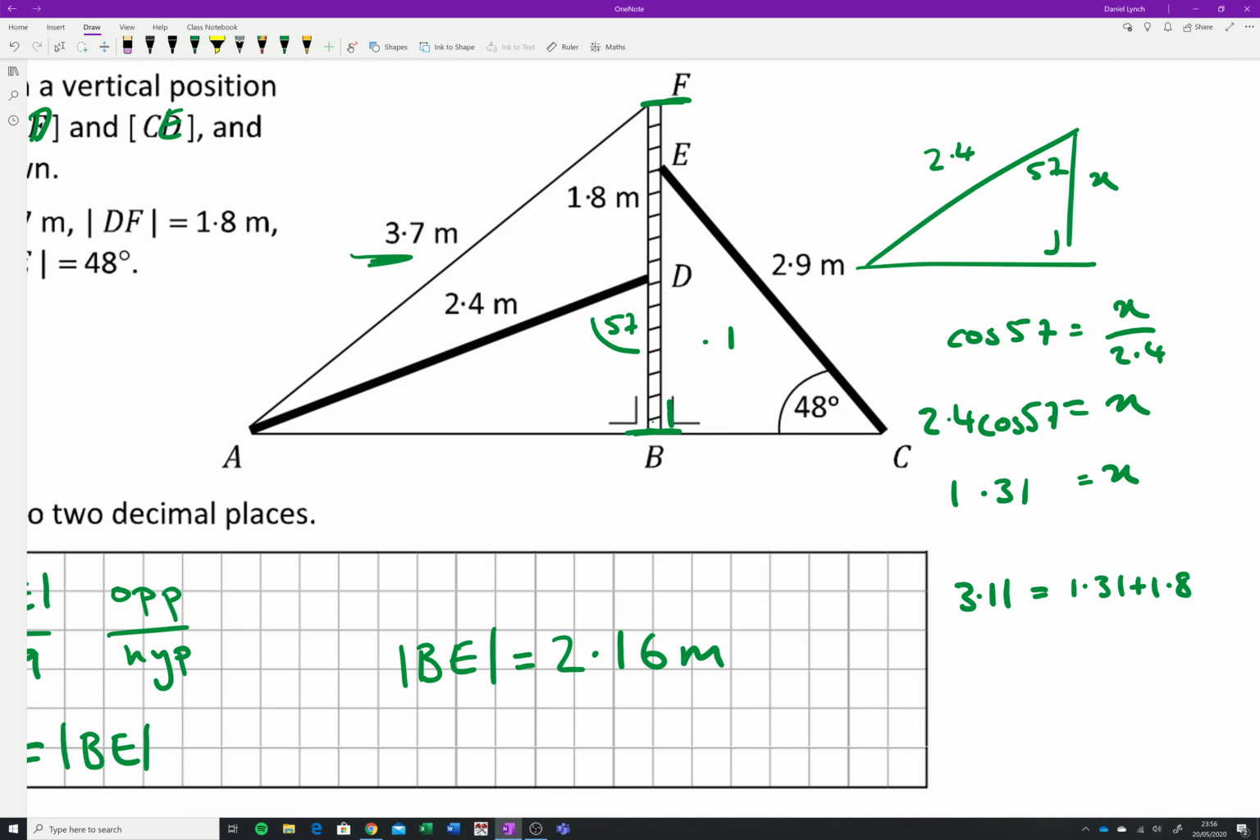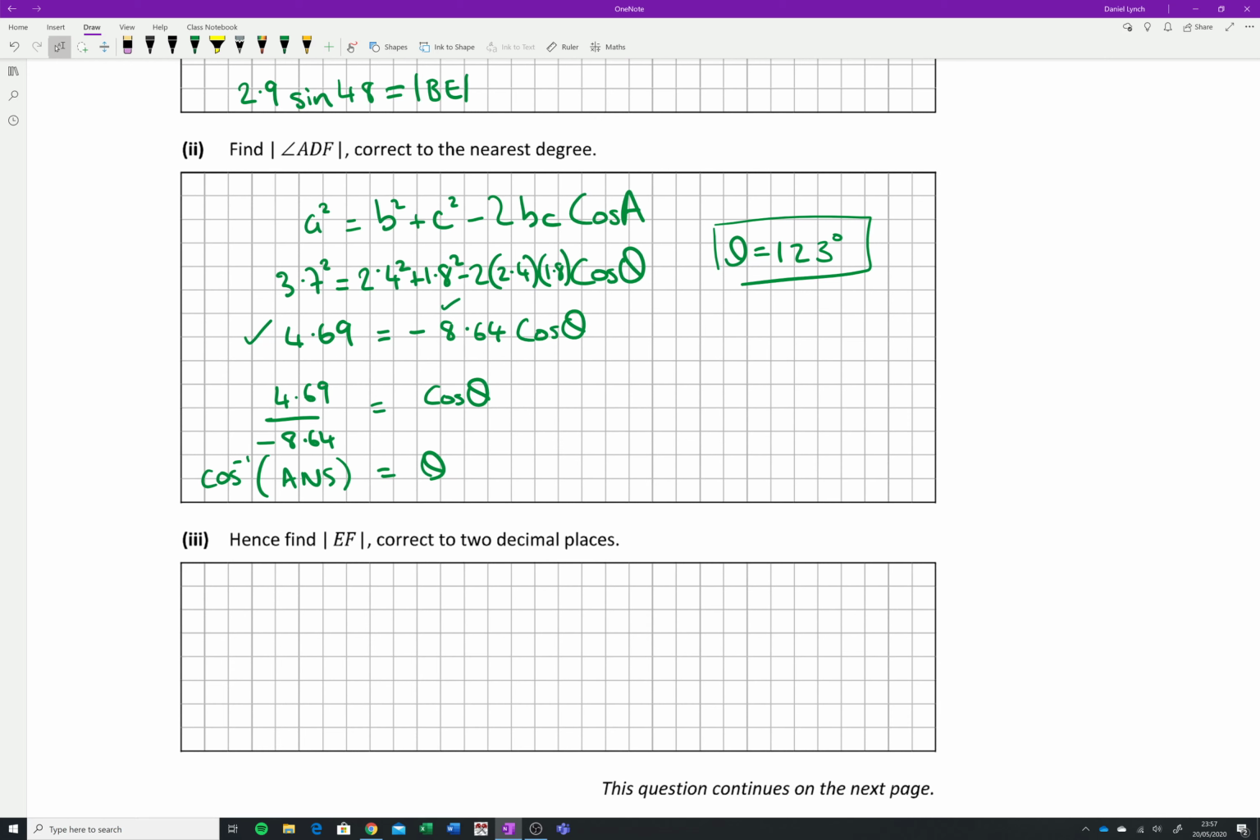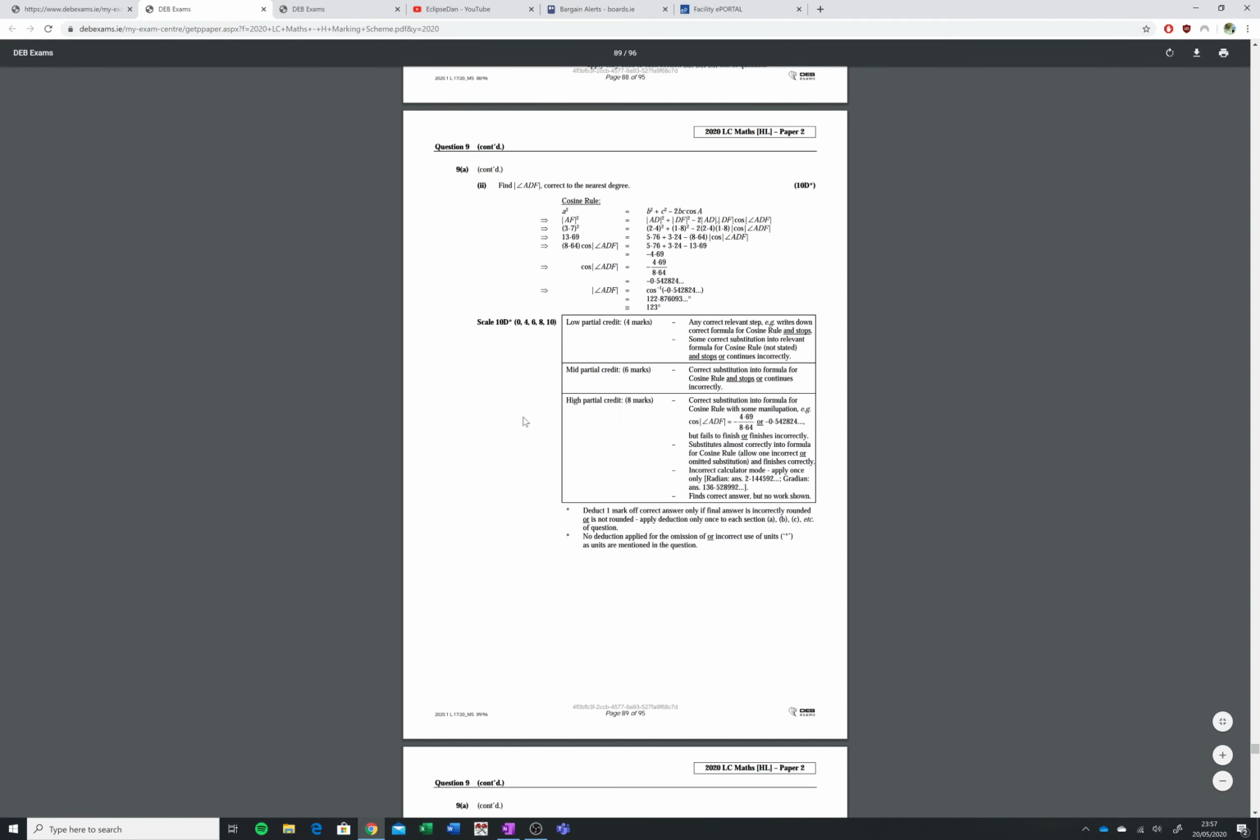And we know from before that from there to there is 2.16. Okay, so obviously the bit that's left over, if it goes 3.11, you just have to take away 2.16 and see that this bit is 0.95. Okay, that bit is 0.95. So correct, get EF to that. So it's 3.11 minus 2.16 is equal to 0.95 meters.